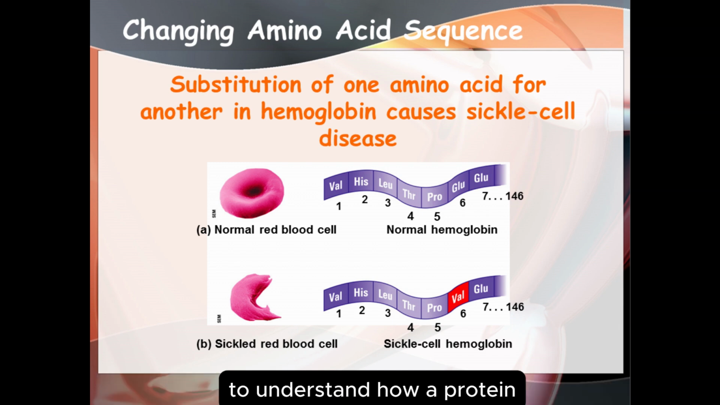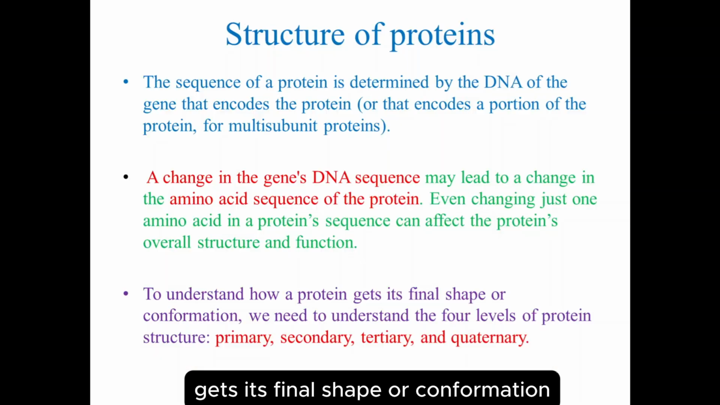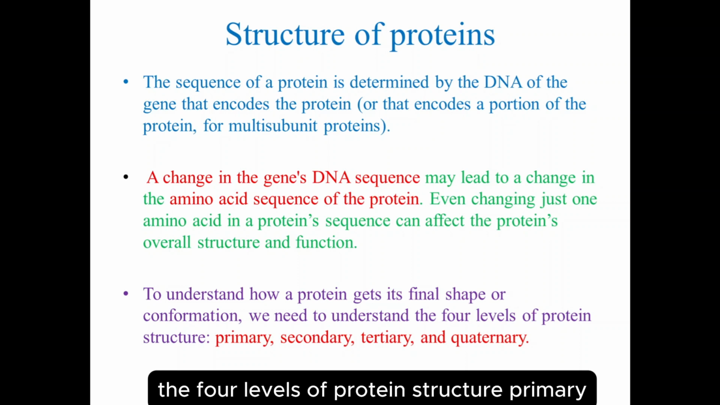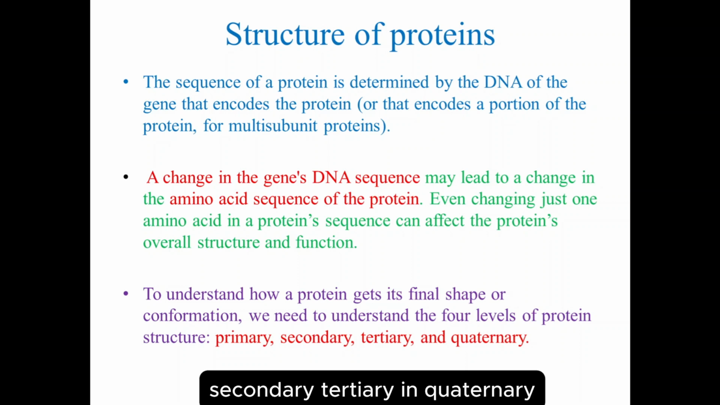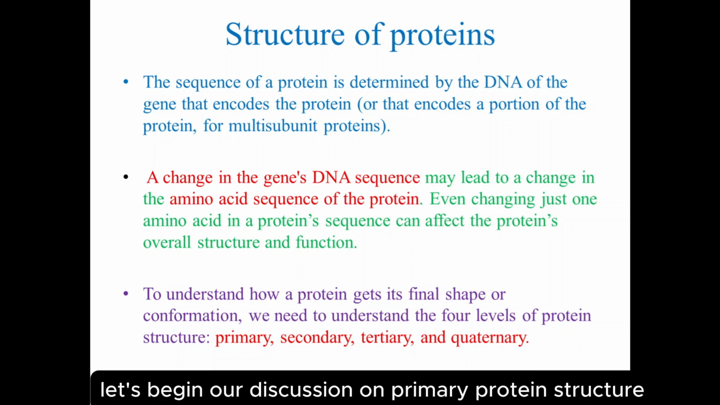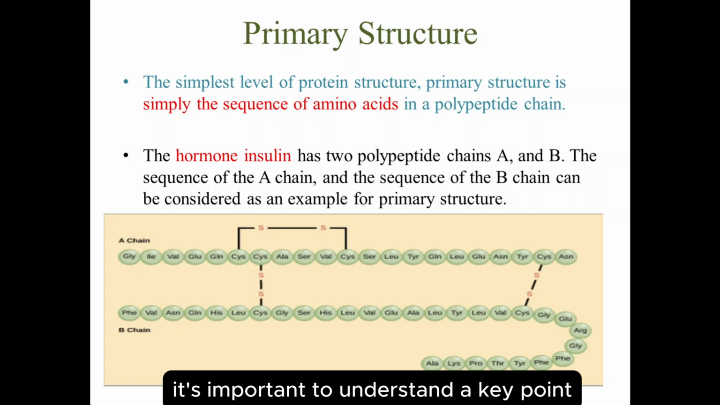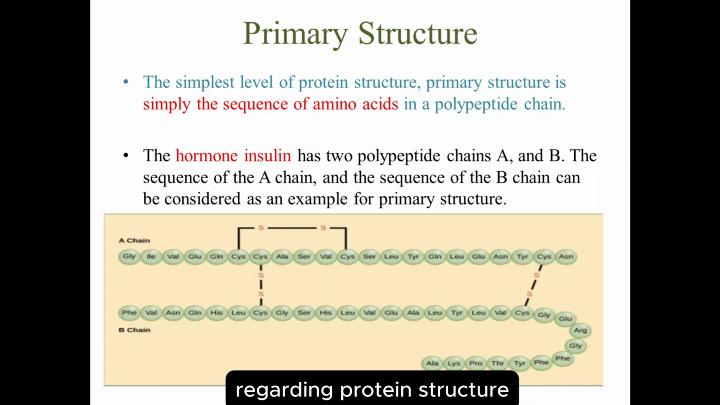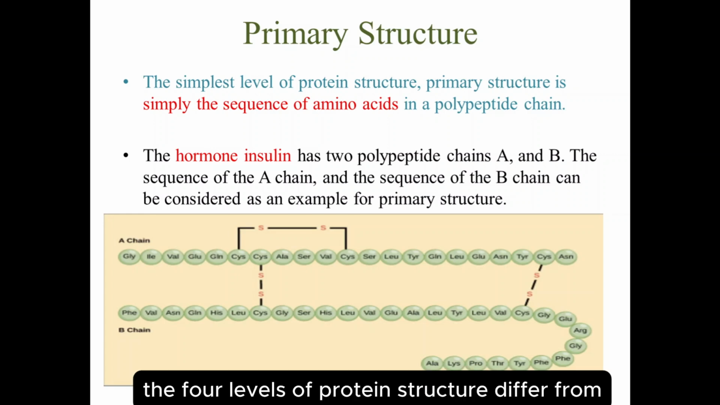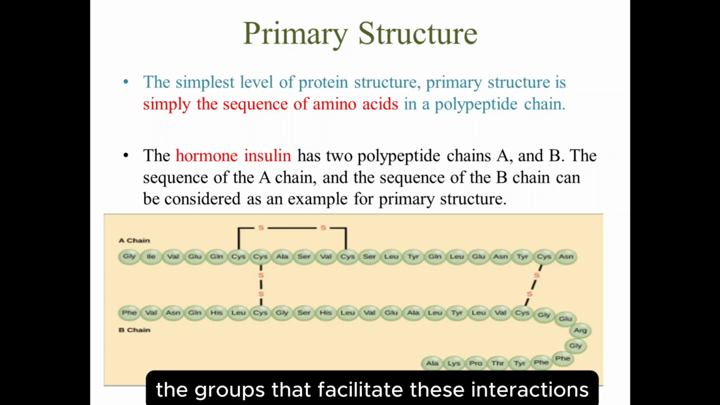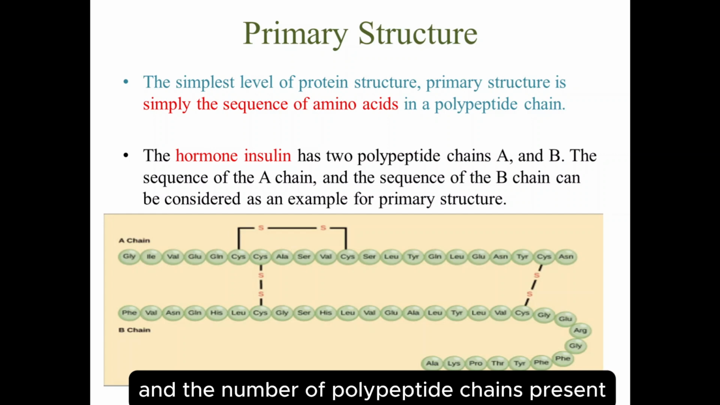To understand how a protein gets its final shape or conformation, we need to understand the 4 levels of protein structure: primary, secondary, tertiary, and quaternary. Let's begin our discussion on primary protein structure. Before we dive into that, it's important to understand a key point regarding protein structure. The 4 levels of protein structure differ from one another based on the types of bonds or interactions involved, the groups that facilitate these interactions, and the number of polypeptide chains present.